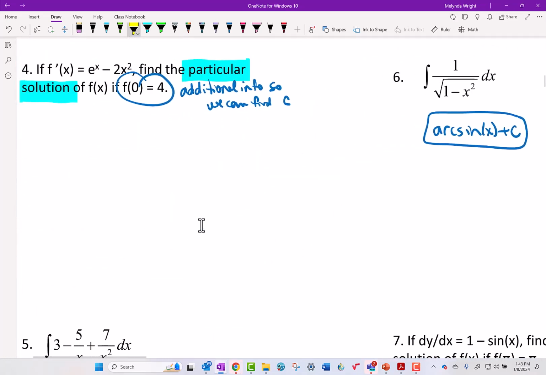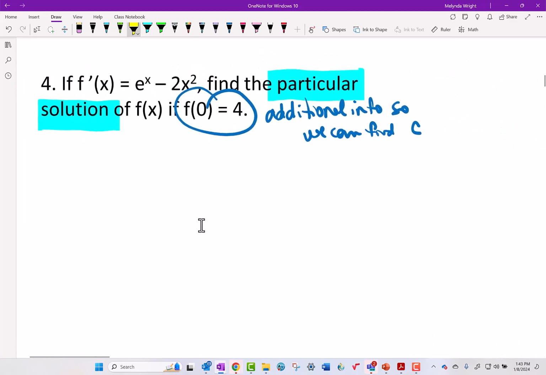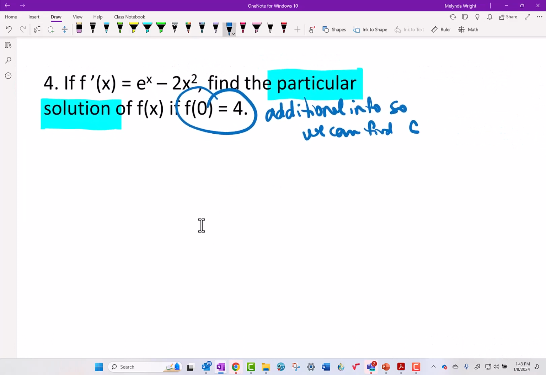All right, so we're looking for the solution where f of 0 equals 4. So here we go. We're going to say f of x equals the integral of e to the x minus 2x squared dx. Why did I put the dx? Because that's my stop, right? I'm going to stop integrating right there.